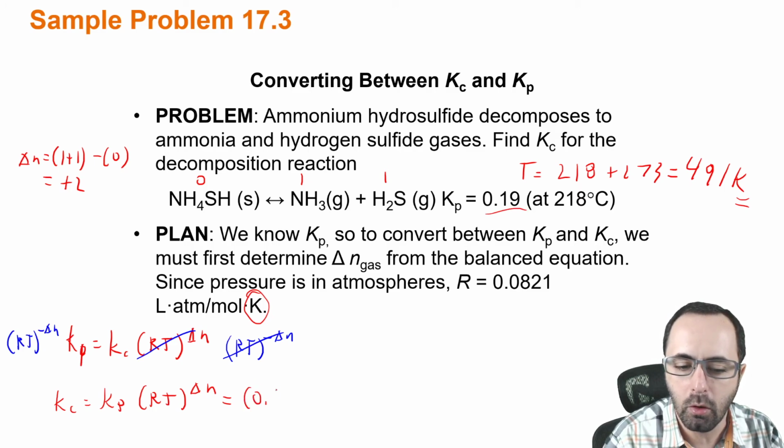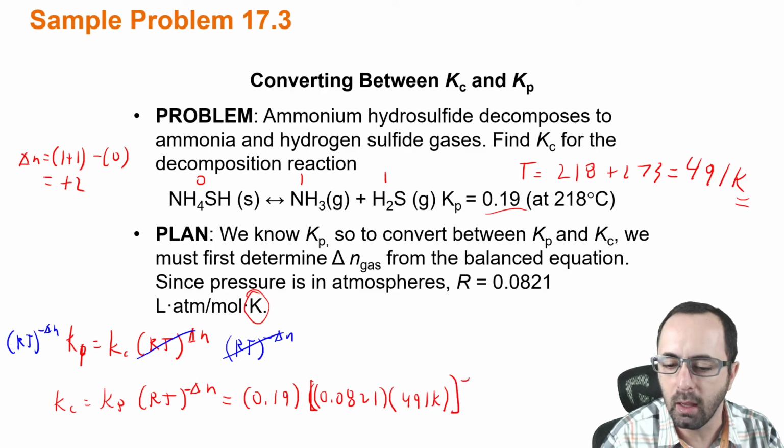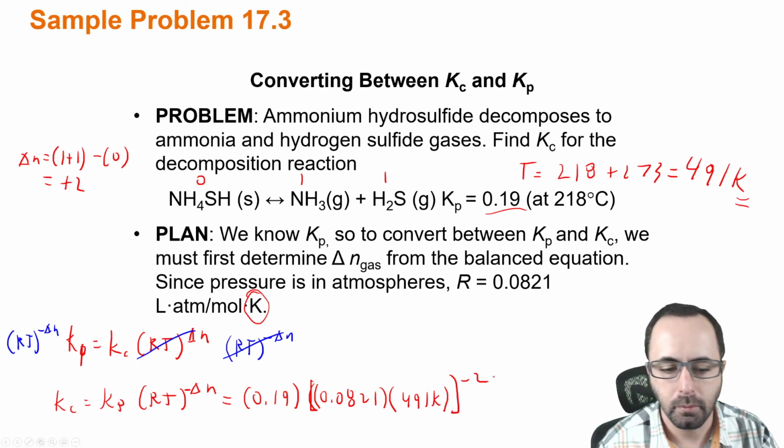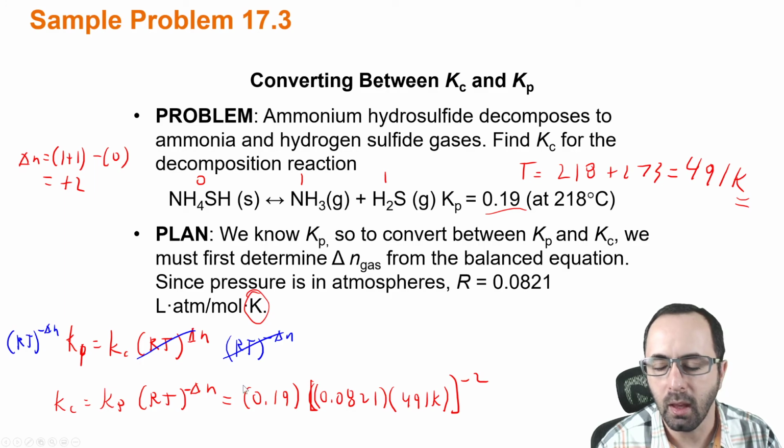So the Kp is going to be 0.19, and this is going to be, oops, I forgot my negative there. Negative. It's going to be times RT, so R is 0.0821. We'll use the one with 3 sig figs, that'll work fine. And then we're going to multiply that times the temperature, which is 491 Kelvin, and this is all going to be to the negative 2 power. Again, negative 2 because we divided by RT to the delta n, so that's the same as multiplying by RT to the negative delta n. This was to manipulate it so we can get Kc.